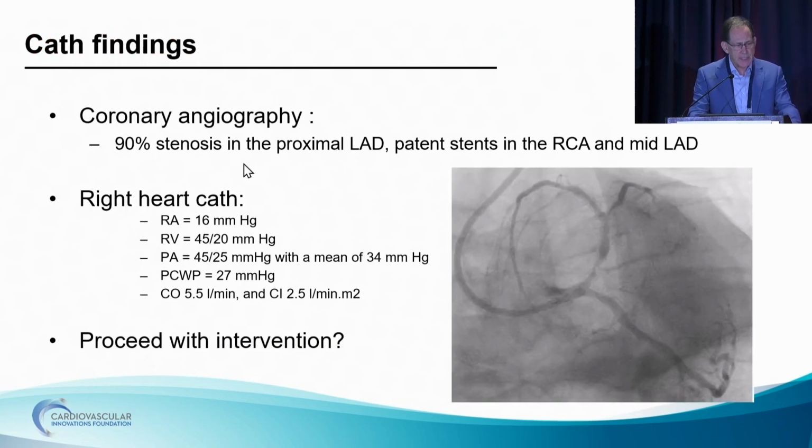Here's the angiogram. 90% stenosis in the proximal LAD here. Patent stents in the right and the mid-LAD. Looks pretty straightforward, but he's got some heart failure symptoms. His EF is down, so we do a right heart cath. Manos will appreciate that. His right atrial pressure is 16. PA pressures are moderately up, mean of 34. Wedge is elevated, 27. He's not in shock. Output's 5.5, index 2.5.